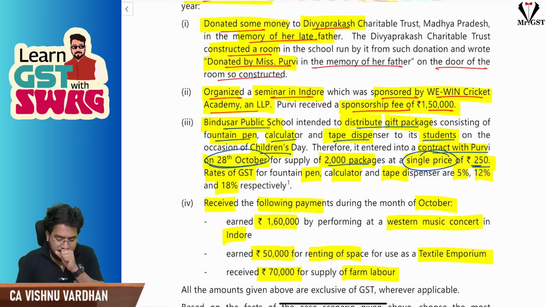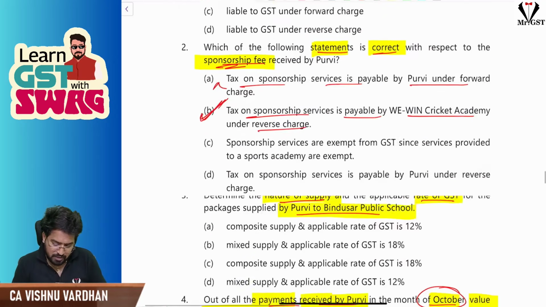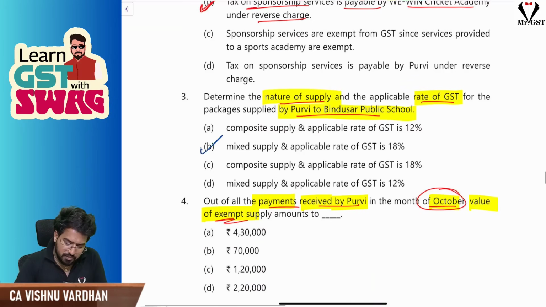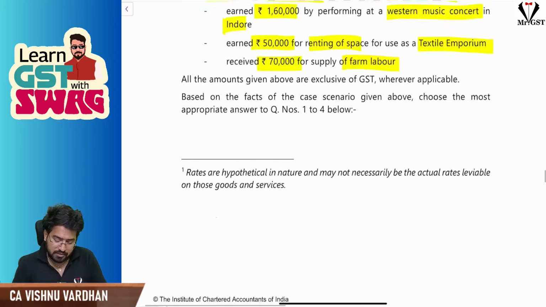250 rupees, where GST rates of pen, calculator, tape dispenser are 5%, 12%, and 18%. This is mixed supply and automatically 18% GST is applicable. So, mixed supply and 18% GST is applicable is the answer.